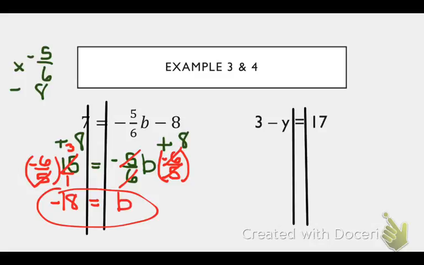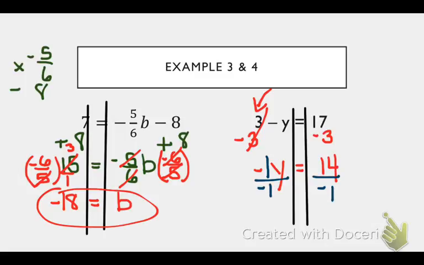In number 4, a common error here is that kids will try to add 3 to both sides. But you want to get rid of this 3 first. Since that's a positive 3, we're going to subtract 3 from each side. 3 minus 3 is 0. So what remains is a negative y equals 14. If you think about negative y, what coefficient is understood to be in front of that y? It's a negative 1. So to get rid of it, it's held by multiplication, we're going to divide each side by negative 1. So I get y equals negative 14 as my final answer.